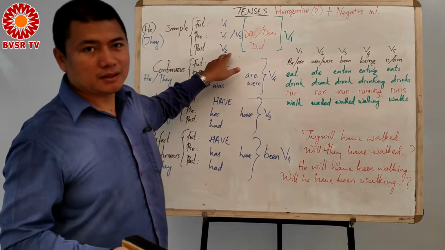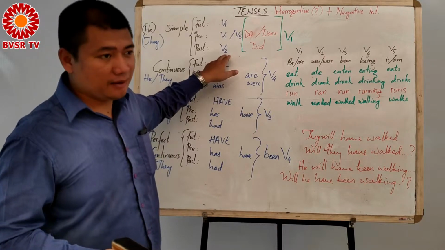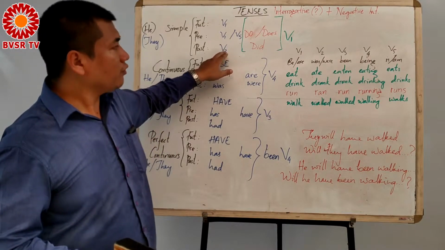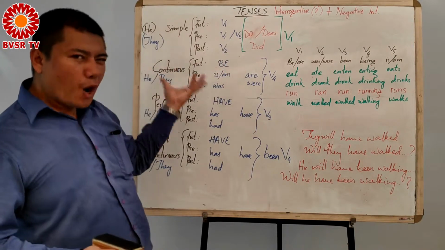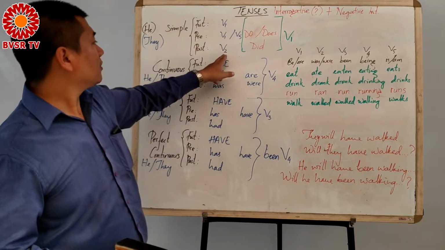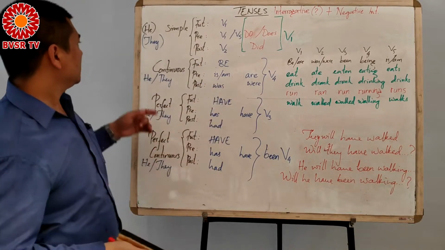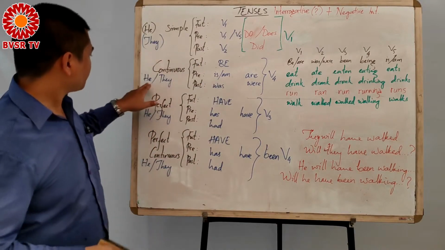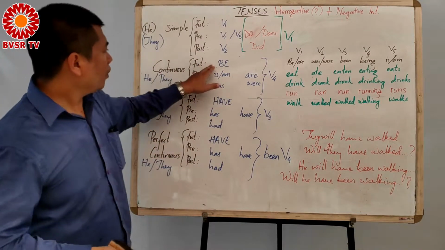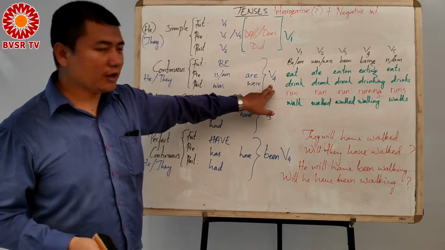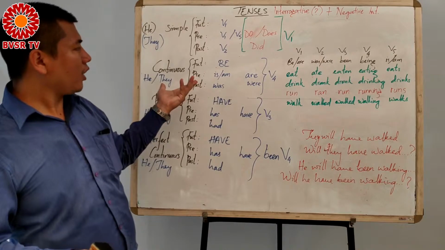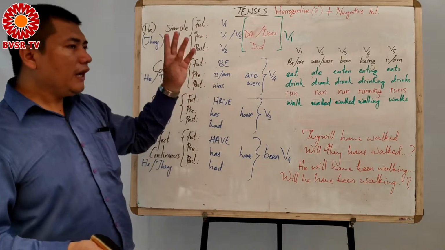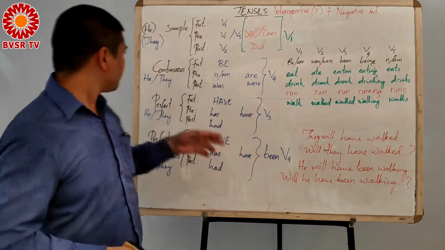Past. They walked. Positive. Negative will be, they did not walk. Interrogative, did they walk? Negative interrogative, did they not walk? That is how. He will be walking. Okay, interrogative, will he be walking? Interrogative negative, will he not be walking?